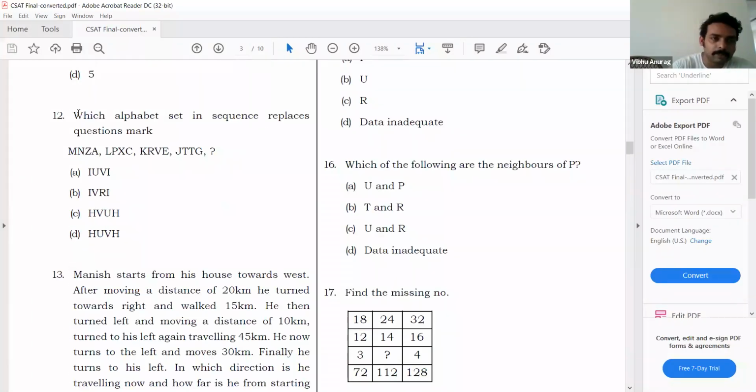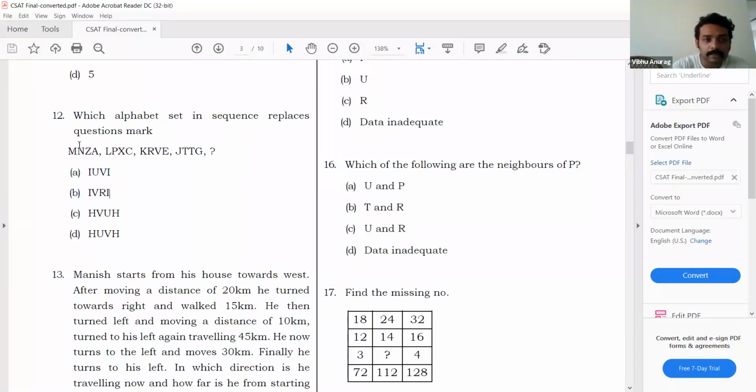Then question 12. Which alphabet set in sequence replaces the question mark? The first one, M, N, Z, A, all of these. See, find the pattern. See the first letter of every word. M, L, K, J. So I'm going backwards. I'm moving one step back. Before M you have L, before L you have K, before K you have J, before J you have I. So it's either option A or option B.